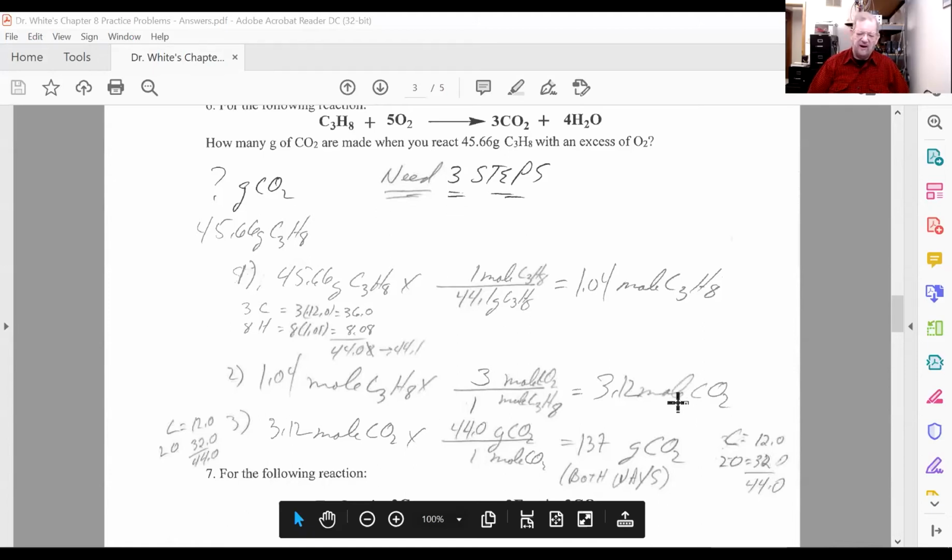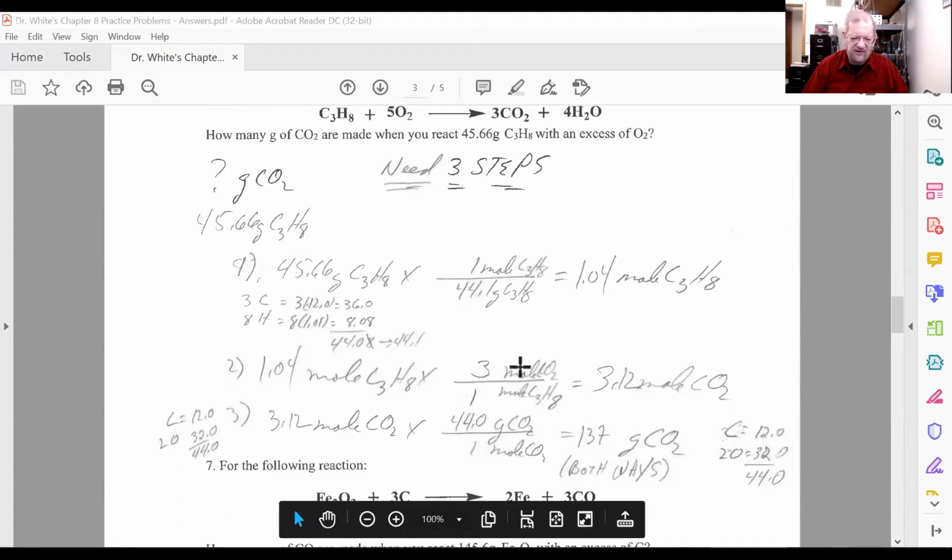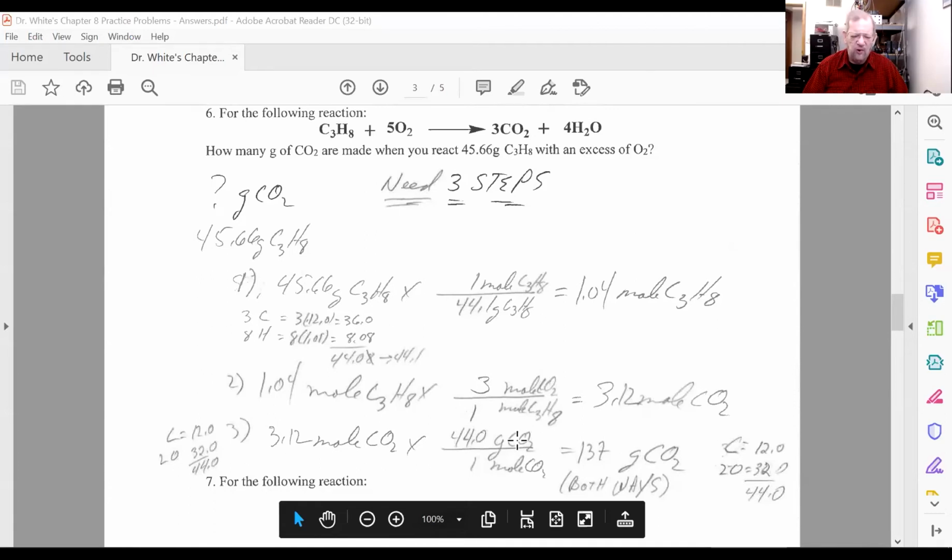I use my good buddy, my good friend, unit analysis. Put this on top. What I'm trying to get rid of goes underneath. And where do I get these numbers? I come back to my balanced chemical equation. Where do I get a molar relationship between moles of C3H8 and moles of CO2? Up here. When there's no coefficient number there, it's the number 1. 1 mole of propane reacts with 5 moles of oxygen to make 3 moles of CO2, 4 moles of water. So the relationship I'm looking for is 1 mole of propane, C3H8, makes 3 moles of CO2.